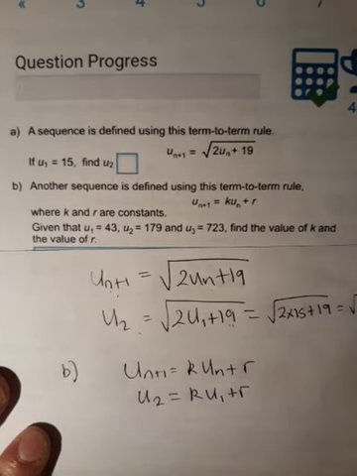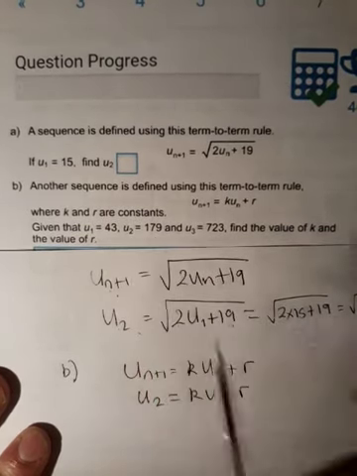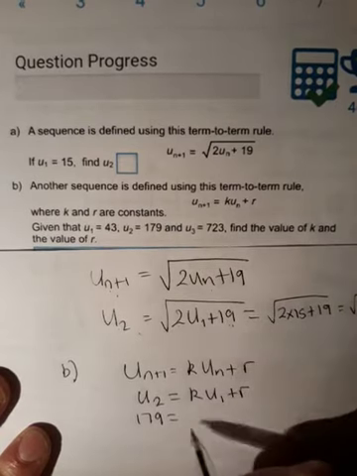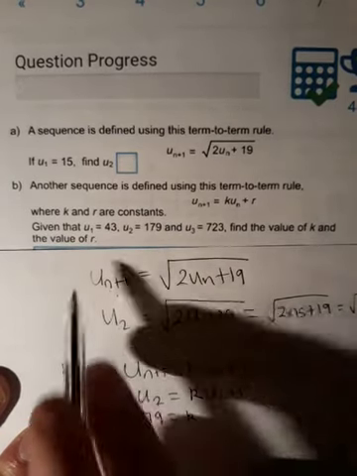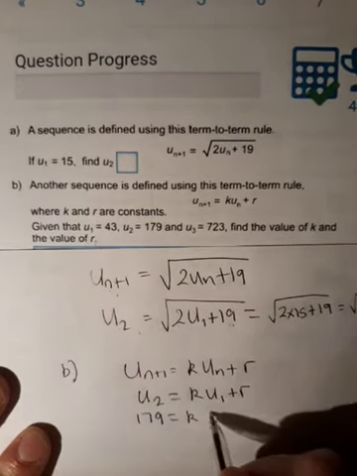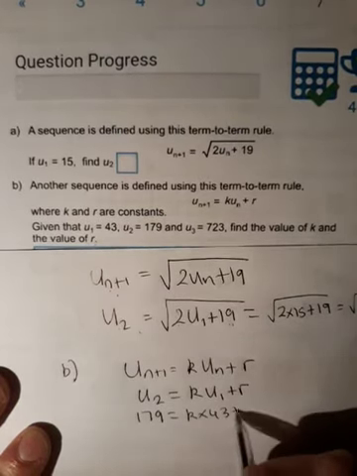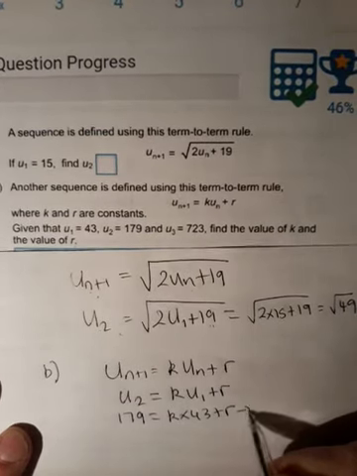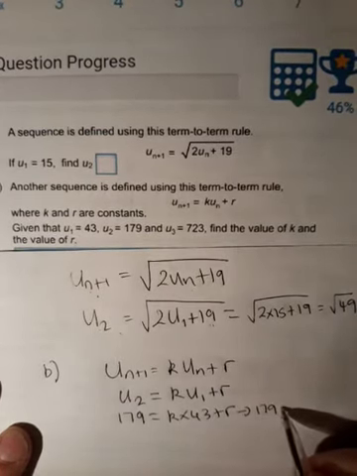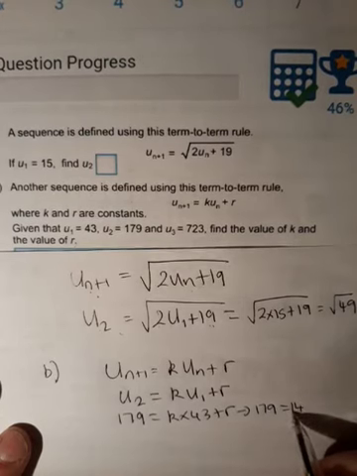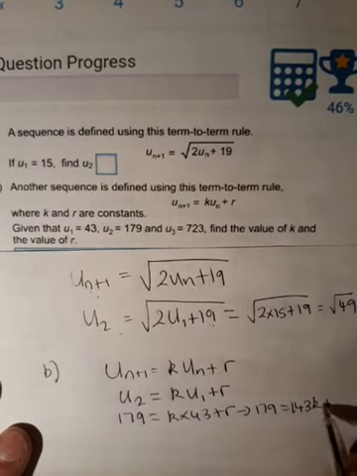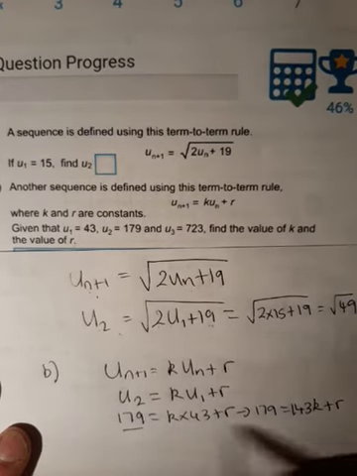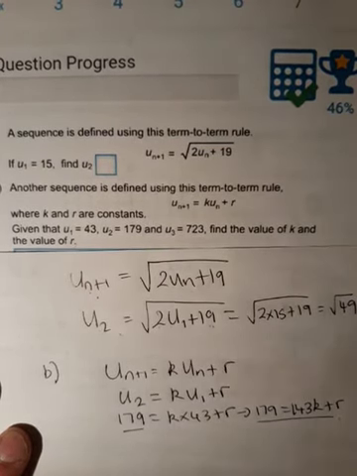And now filling in what we know, U2 is 179, so 179 must be equal to k, which we don't know, times U1, which was given as 43, plus r. Just simplifying that a little, 179 is equal to 43k plus r. So that's the U2 situation sorted out. I'll underline that one there.